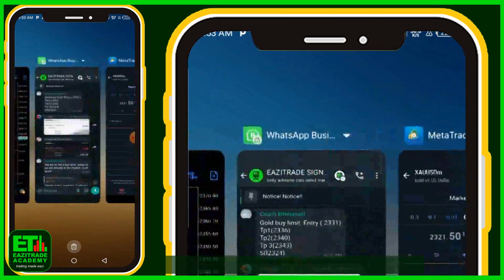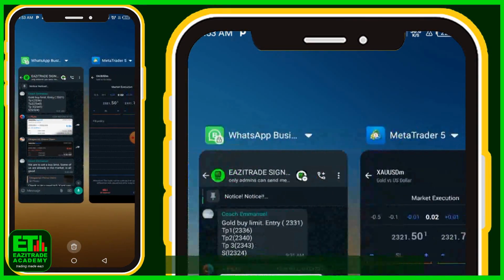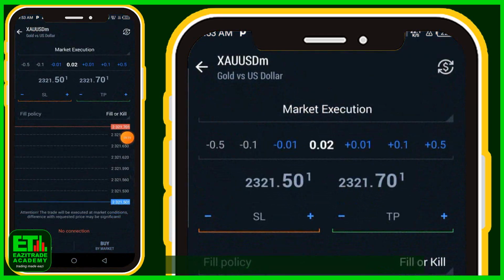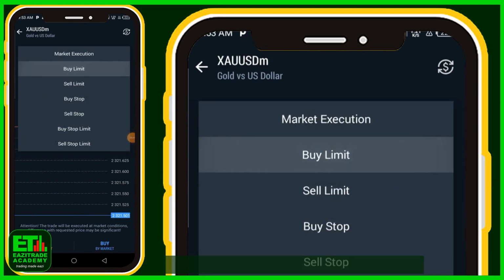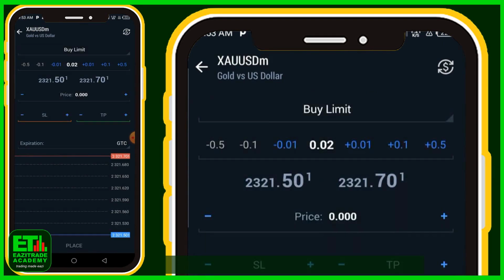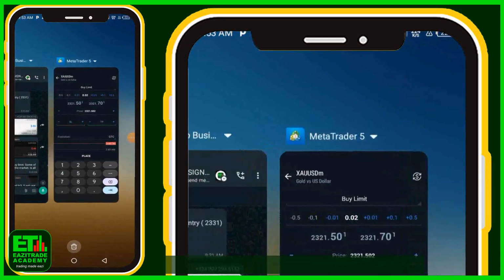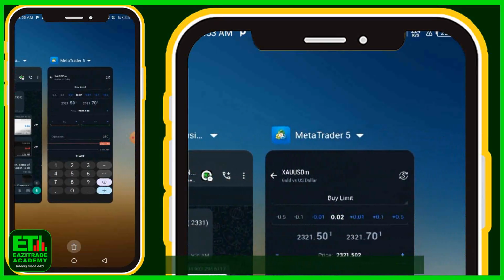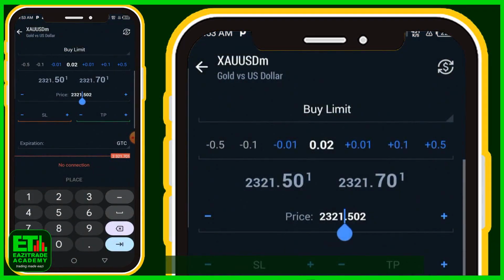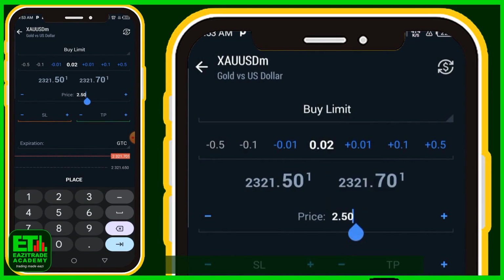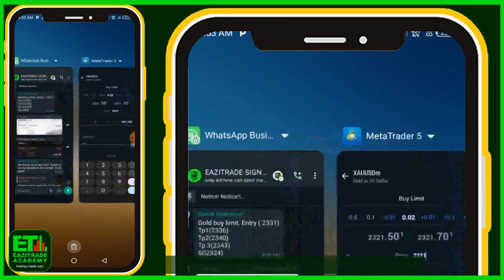All right, the entry price as stated by the coach is 2331. So you change this market execution towards buy limit. If it was a sell trade, it will be changed to sell limit. Then in this area where price is, you enter the entry price as stated by the coach, which is 2331.